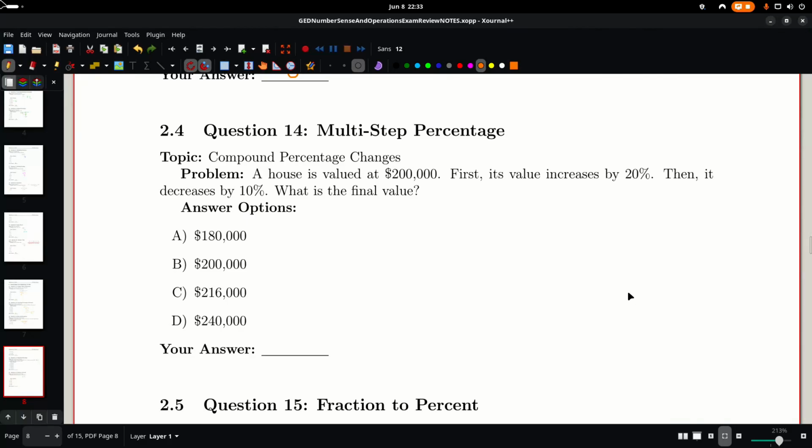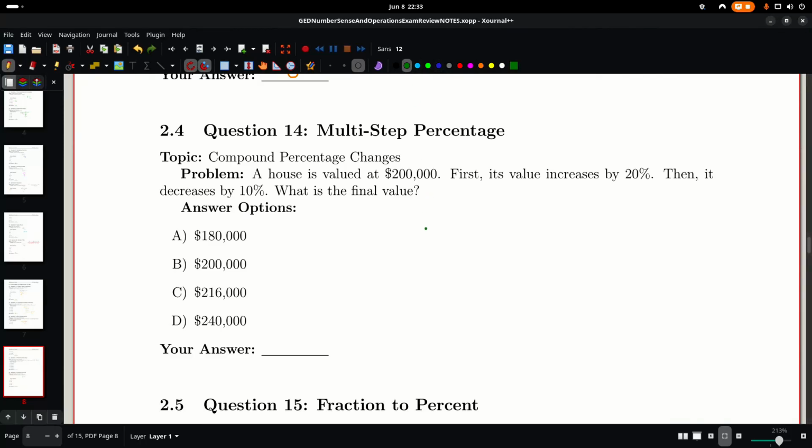Let's see, question 14, multi-step percentage. So compound percentage changes. A house is valued at $200,000. First, its value increases by 20%, then it decreases by 10%. What is the final value? So we need to do this in a couple of steps.